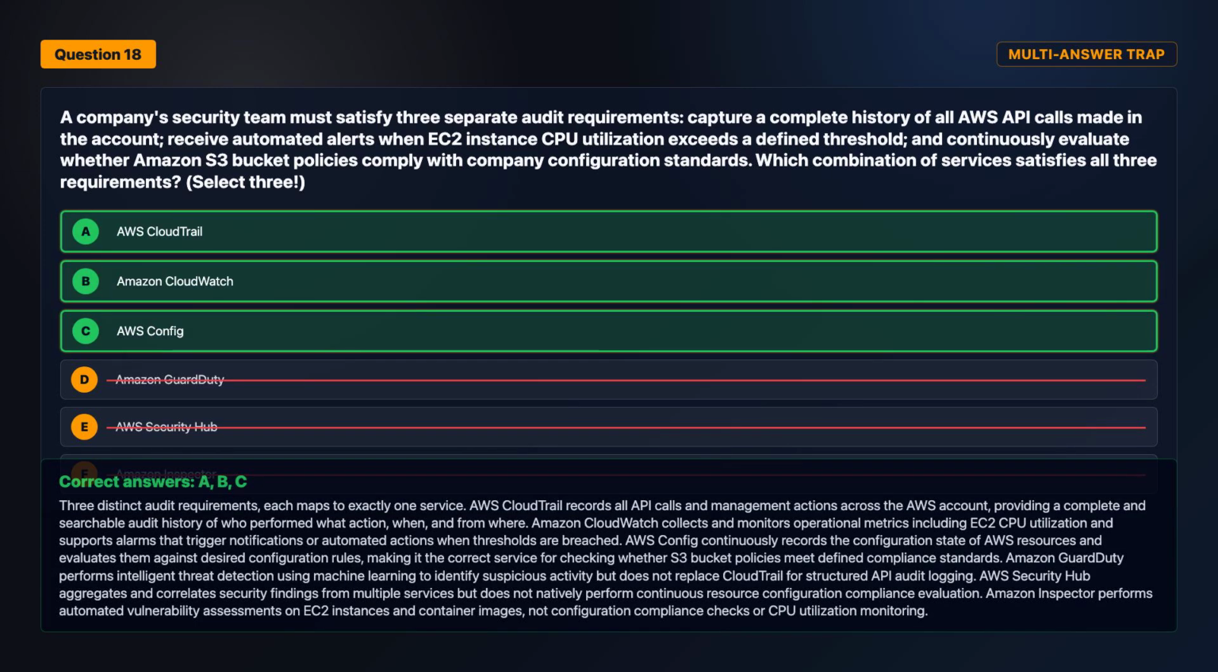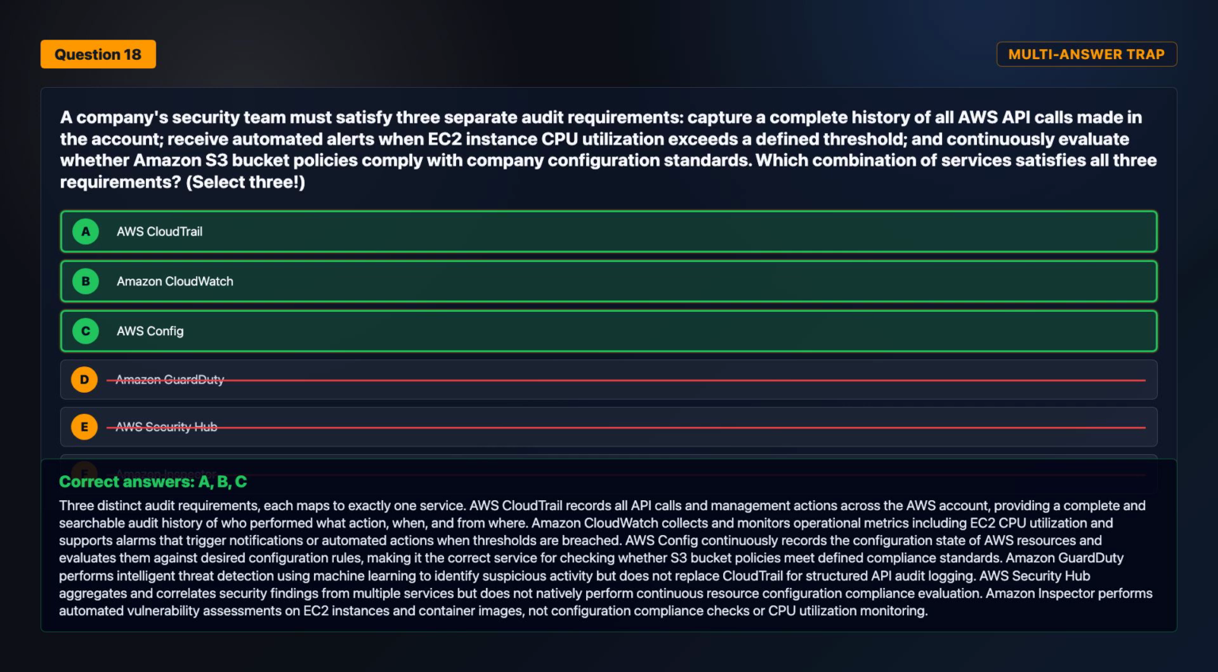The correct answers are Option A, Option B, and Option C. 3 distinct audit requirements, each maps to exactly one service. AWS CloudTrail records all API calls and management actions across the AWS account, providing a complete and searchable audit history of who performed what action, when, and from where.